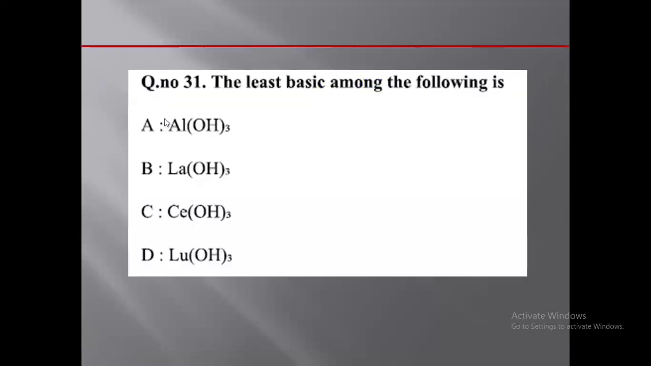Question number 31. The least basic among the following is, see here, aluminum tetrahydroxide is there. Then the others are lanthanum, cerium, and lutetium hydroxides. You can see in the periodic table the basicity increases from top to bottom. But in our question, least basic is asked, meaning less basic. So option E is correct. Aluminum will come at the top of the periodic table.